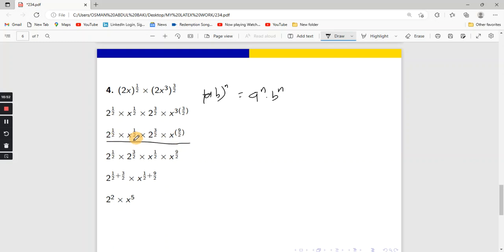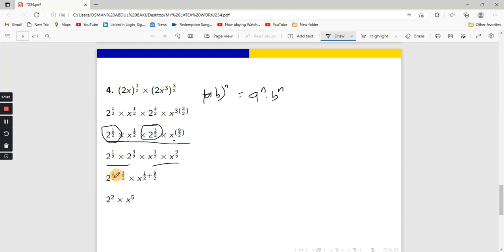And here you want to group the common terms. So we want to group the common bases that we have, and we have x here, x here. So we'll multiply the common terms. So here after applying the properties, when you are multiplying and they have the common base, you add the powers.